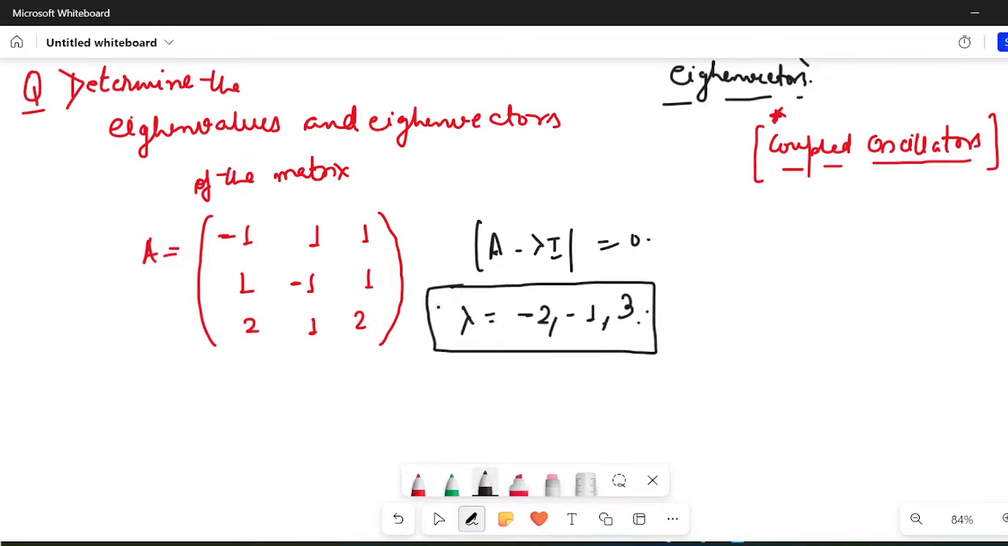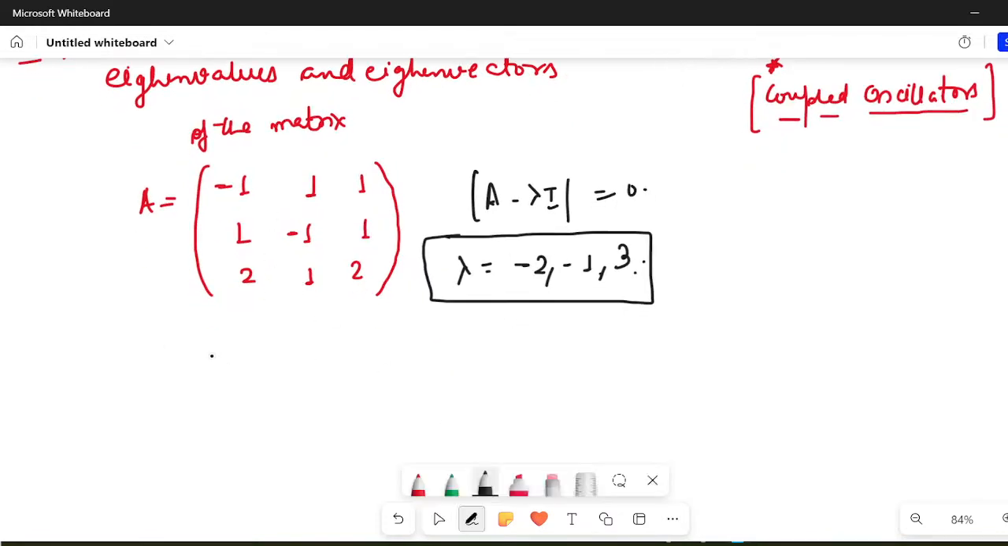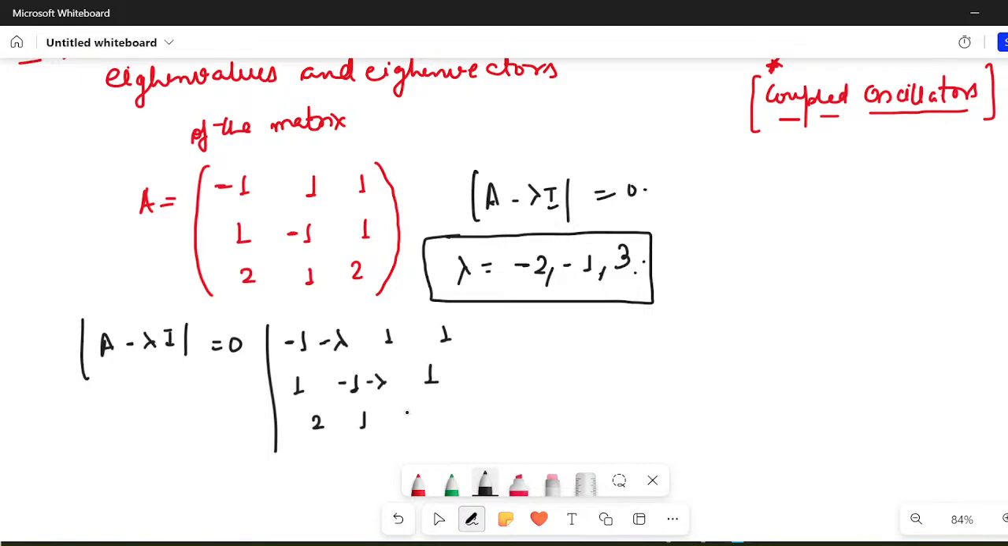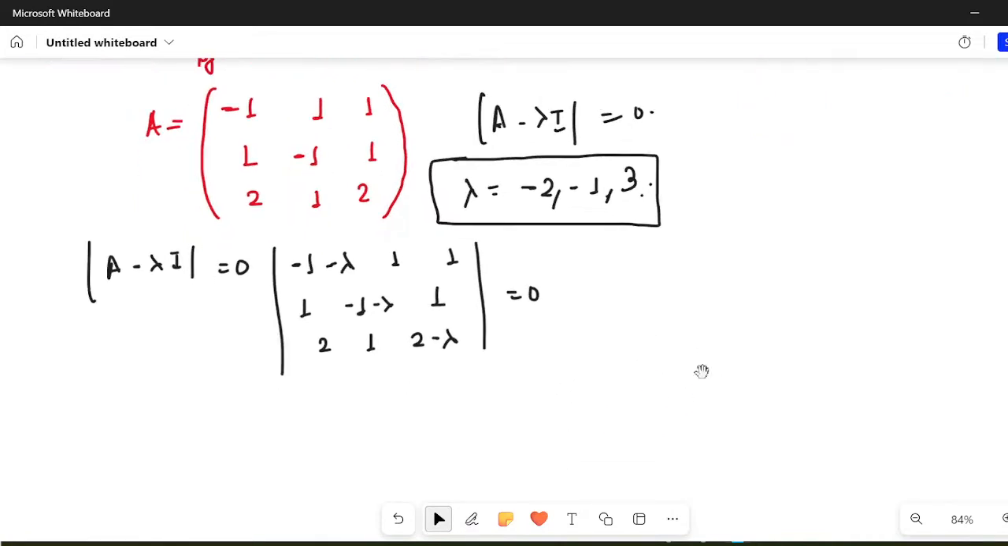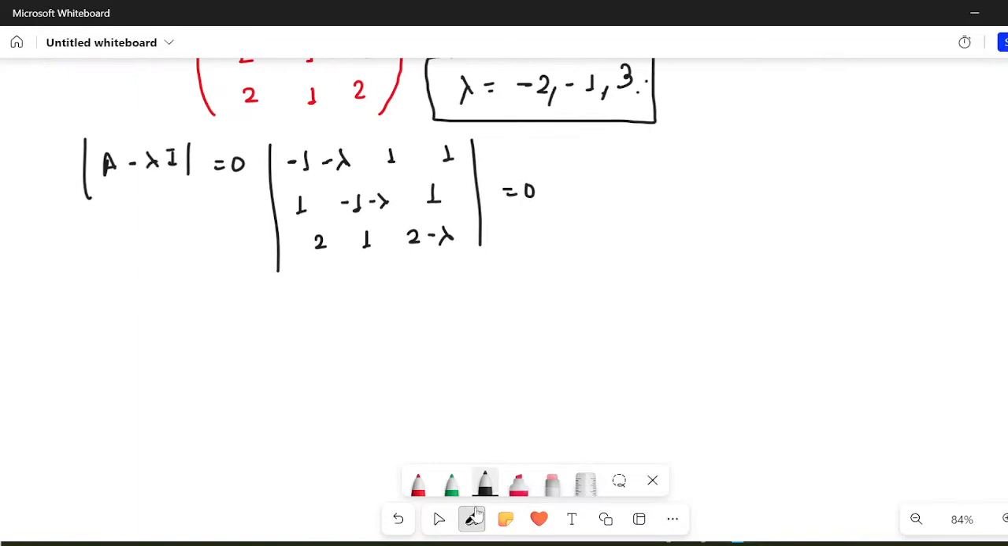Am I audible? Okay, so corresponding to these three eigenvalues, this is easy to solve now. I think this is something you can solve on your own. I have to just take modulus of A minus lambda I equal to 0. And what will I get? I will get 1 minus lambda, 1, 1; then 1, minus 1 minus lambda, 1; then 2, 1, and 2 minus lambda, and this modulus equals 0. This is one thing that you should understand, and now I should solve this particular determinant.